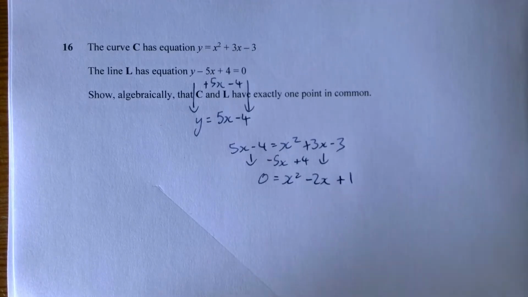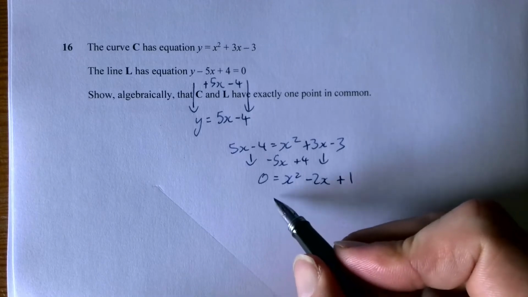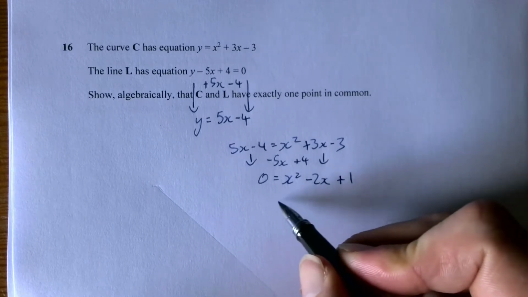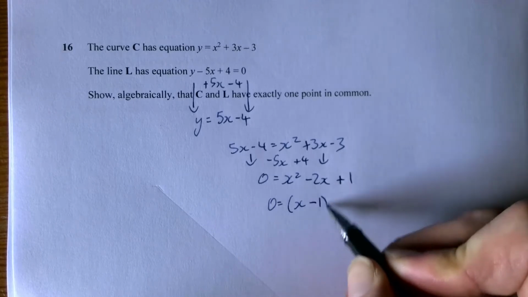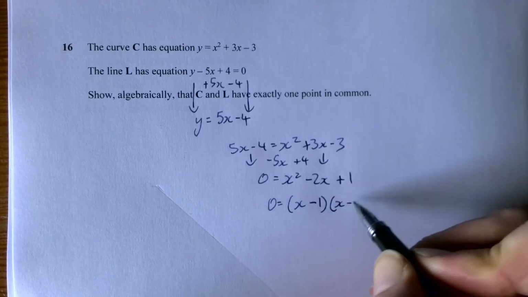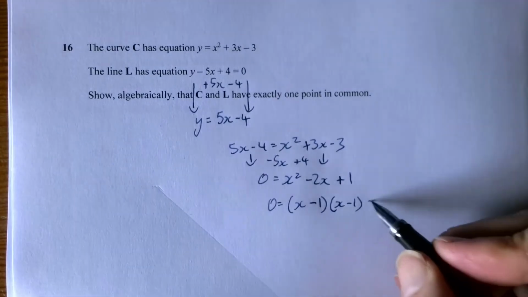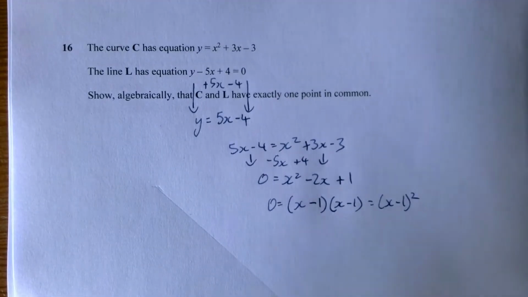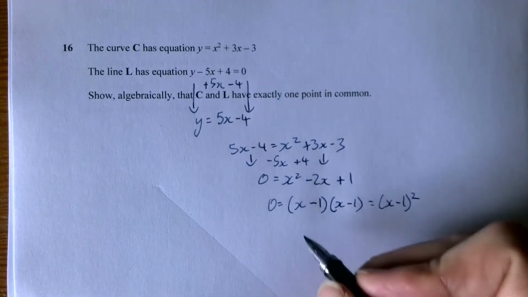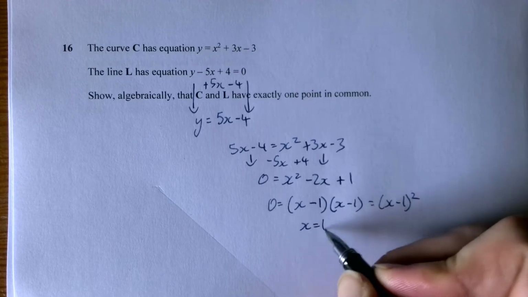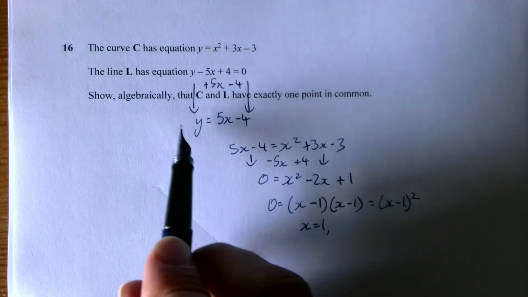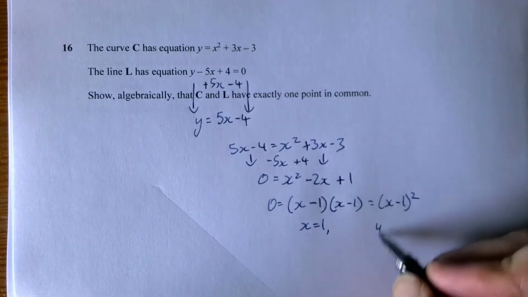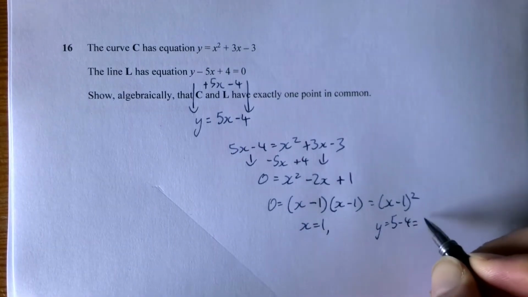And then we just need to factorise this, and if we factorise this we actually find that it would have to be x take 1 squared, or x take 1 times x take 1. So the only value which is going to work is if x equals 1. So if x equals 1, I should then really find out what y is, although it doesn't tell me exactly that I have to. So y is going to equal 5 take 4, which is 1.